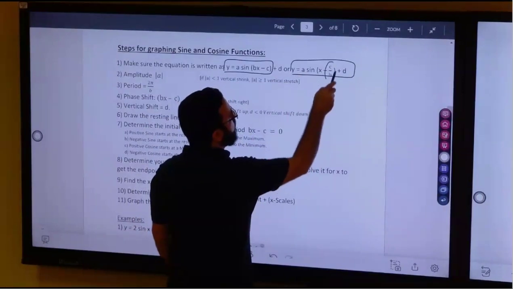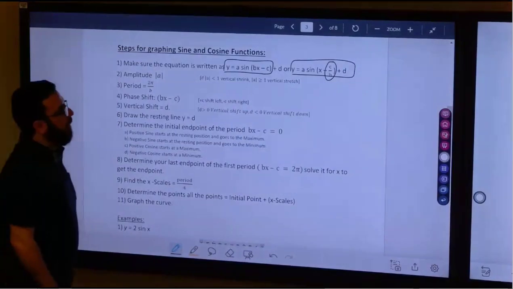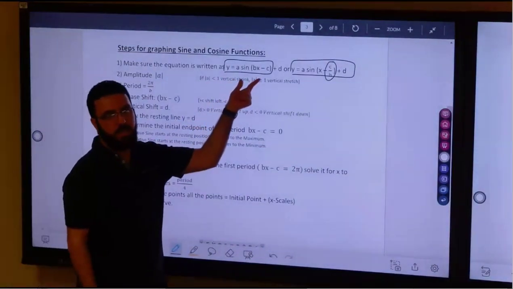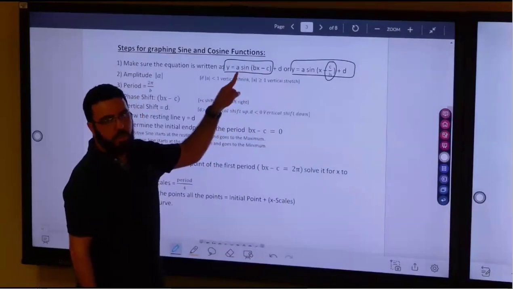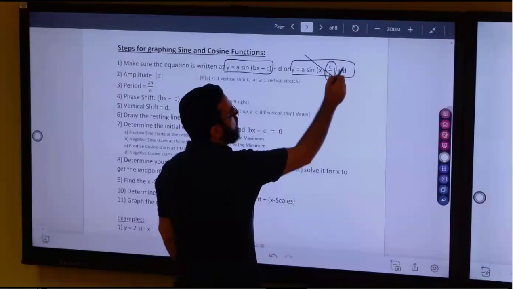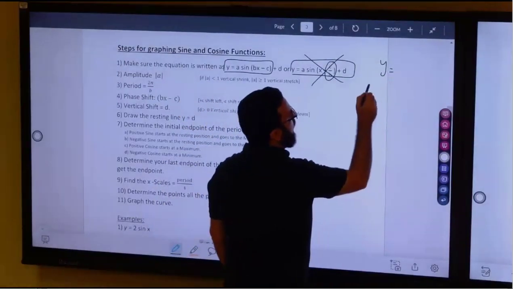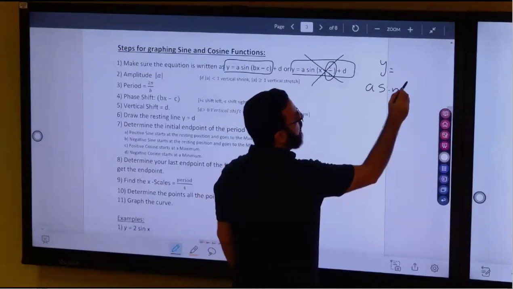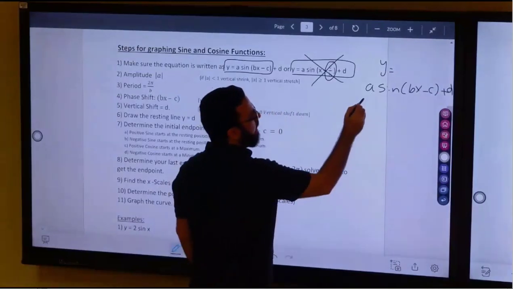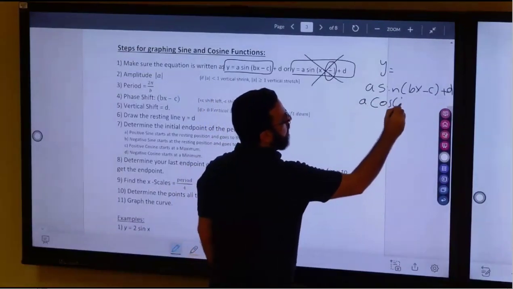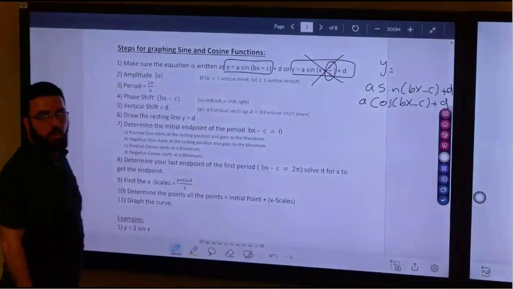If there is something wrong with this form, you have to fix it. It's the same form for the sine and cosine. The only difference is what? Sine, cosine. So don't look at this one, you're going to confuse yourself. So y equals a sine bx minus c plus d. That's the formula, and for cosine, y equals a cosine bx minus c plus d. So here are the two general forms.